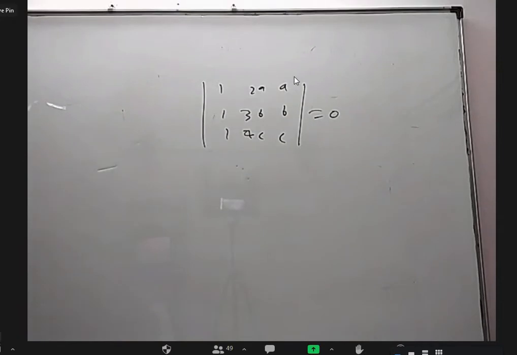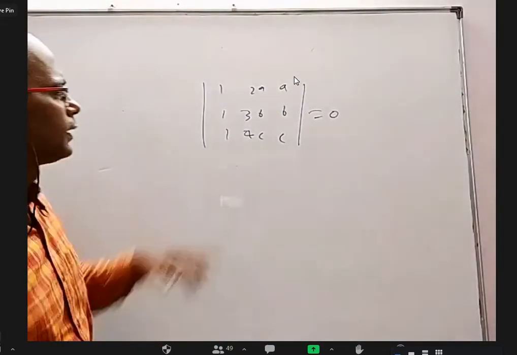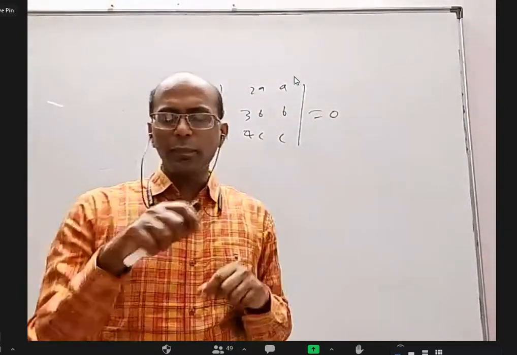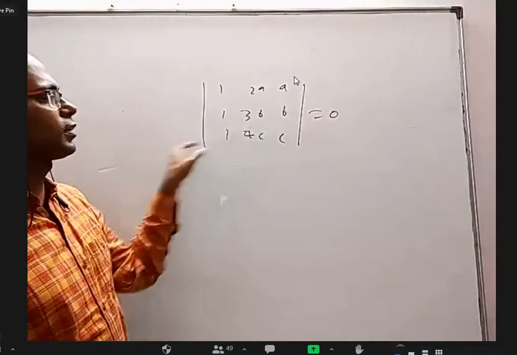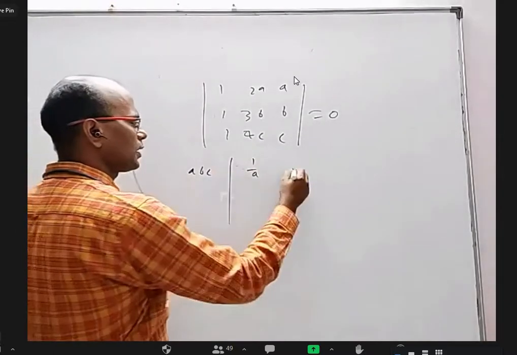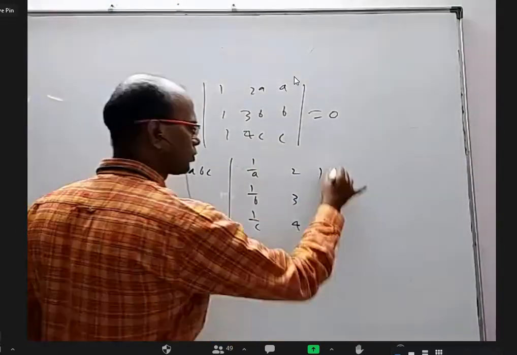Non-trivial solution means we can just take the determinant equal to 0. That is very simple. But now, from this, the answer is A, B, C are in harmonic progression. I'll tell you how to do it easily. Take A common here, B common here, C common here. You will get A, B, C into [1/A, 2, 1; 1/B, 3, 1; 1/C, 4, 1] equal to 0.